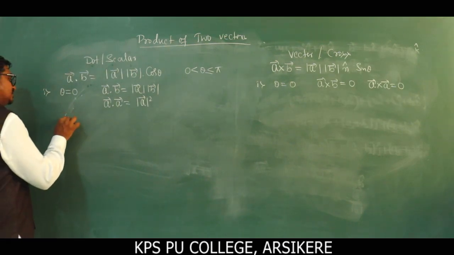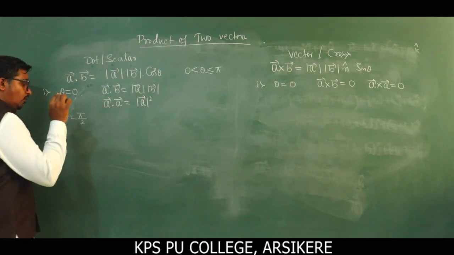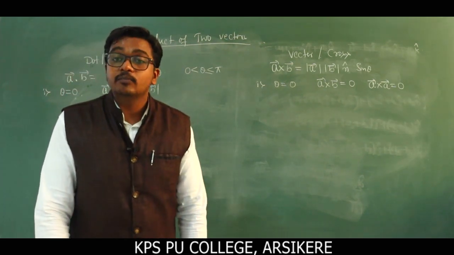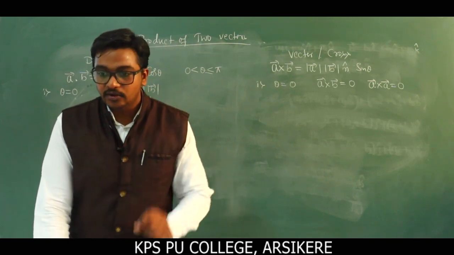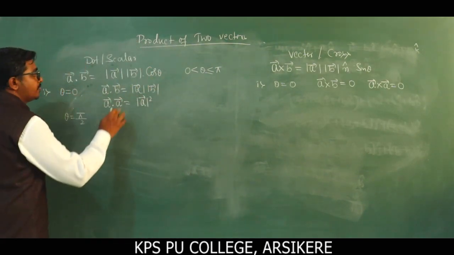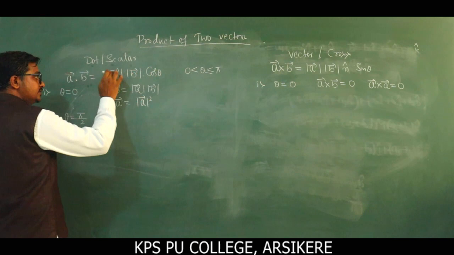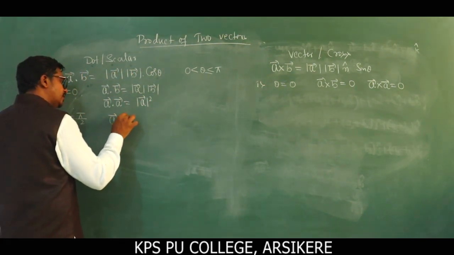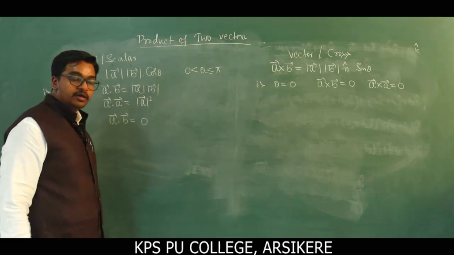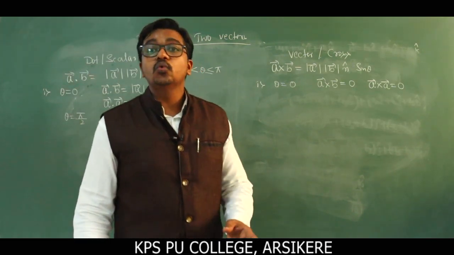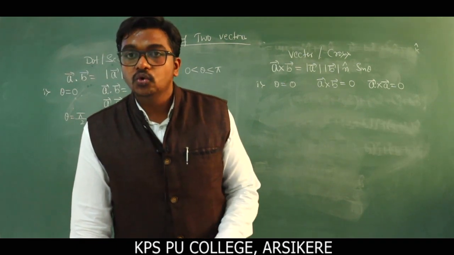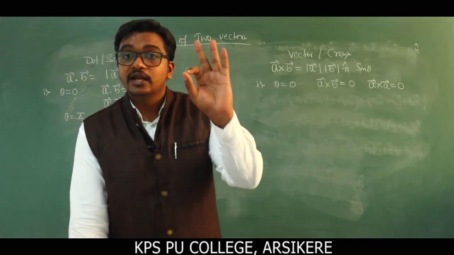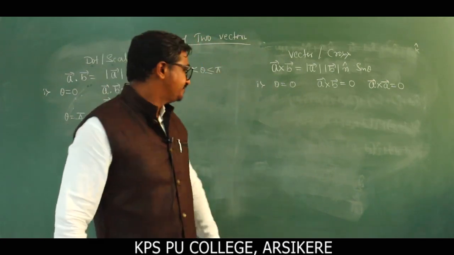Okay. When theta is equal to pi by 2, the angle between vector A and vector B is pi by 2. They are nothing but perpendicular. When two vectors are perpendicular, cos of 90 becomes 0. 0 into anything is 0. So what will be left here? Vector A dot B becomes 0. Just remember, this is a very important condition. Whenever two vectors are perpendicular to each other, the necessary and sufficient condition is their dot product is equal to 0.